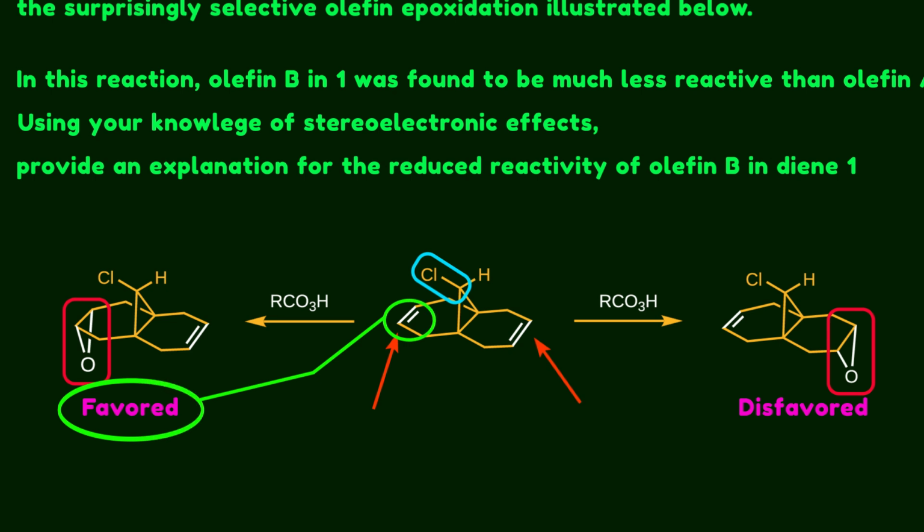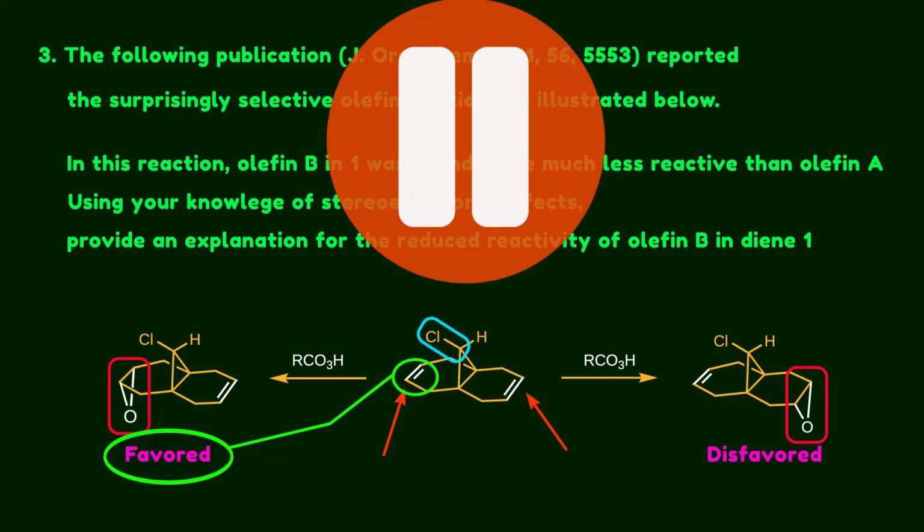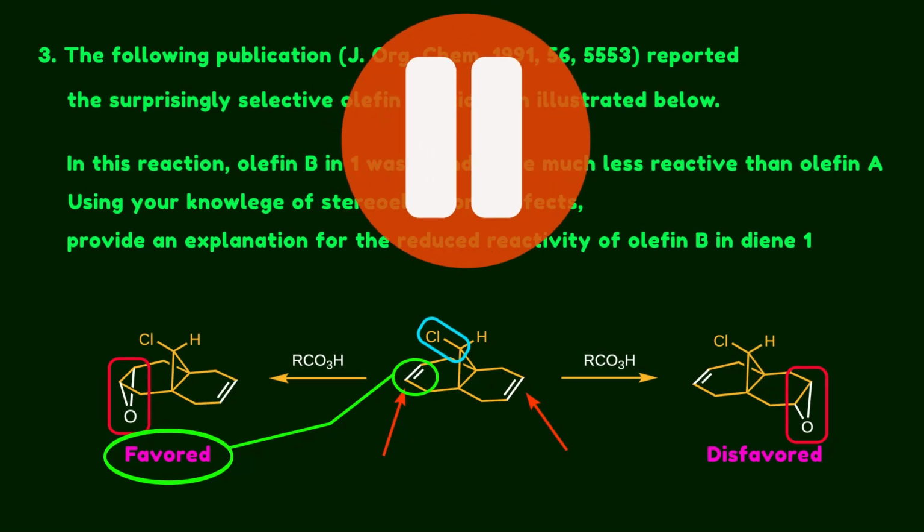This raises a key question. How does the presence of chlorine increase the reactivity of that double bond? Before we continue, pause the video and think about how a stereoelectronic effect involving the chlorine atom might lead to this reaction selectivity. First, let's take a look at the mechanism of epoxidation.